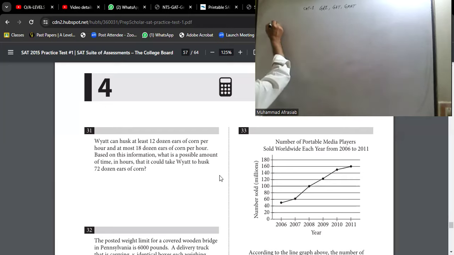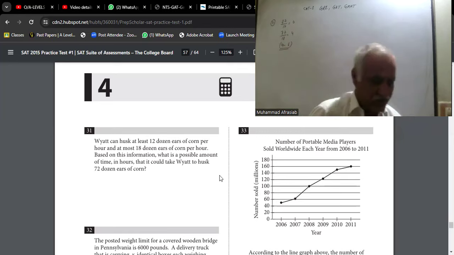Thirty-one. 72 divided by 12 is equal to 6, and 72 divided by 18 is equal to 4. So it should lie between 4 and 6. 4 is the minimum and 6 is the maximum value of that portion there.